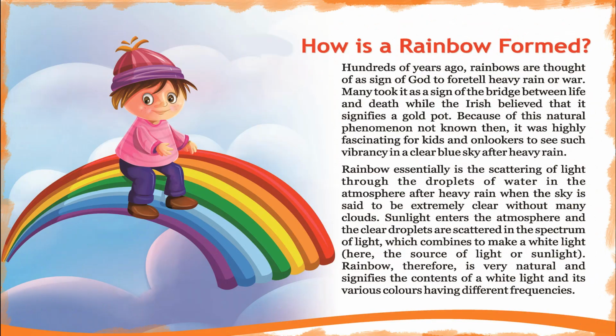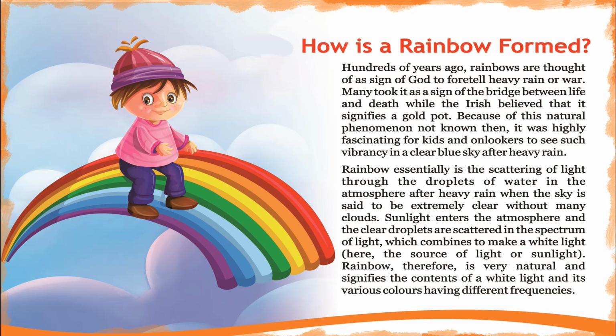How is the rainbow formed? Hundreds of years ago, rainbows were thought of as a sign of God to foretell heavy rain or war. Many took it as a sign of the bridge between life and death, while the Irish believed that it signified a gold pot. Because of this natural phenomenon, not known then, it was highly fascinating for kids and onlookers to see such vibrancy in a clear blue sky after heavy rain.